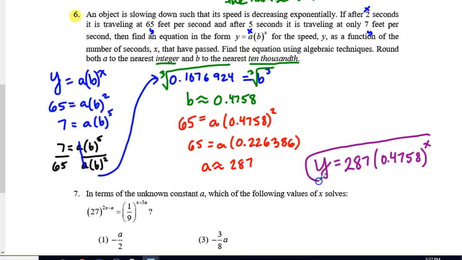Now if we were to check this with our calculator, we should hopefully at x equals 2 see something pretty close to 65, and when x equals 5 see something pretty close to 7, although it may not be exactly the same because of the rounding that took place here.